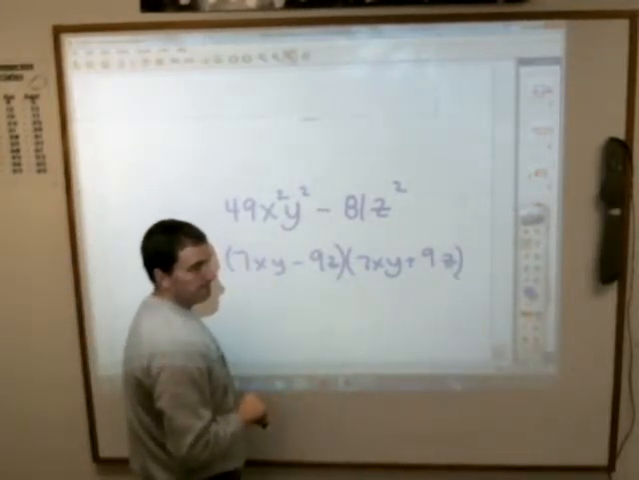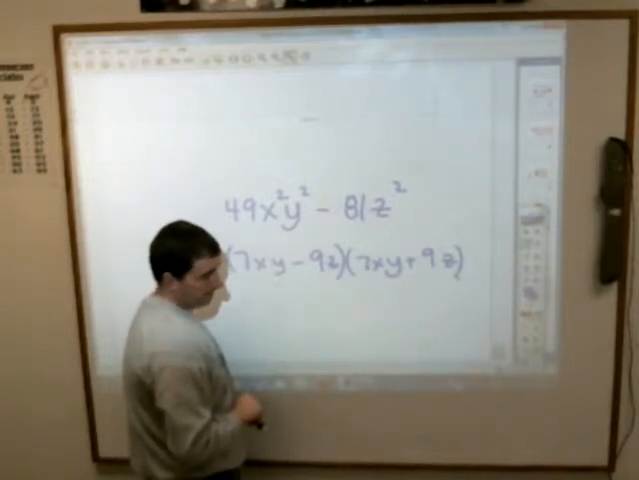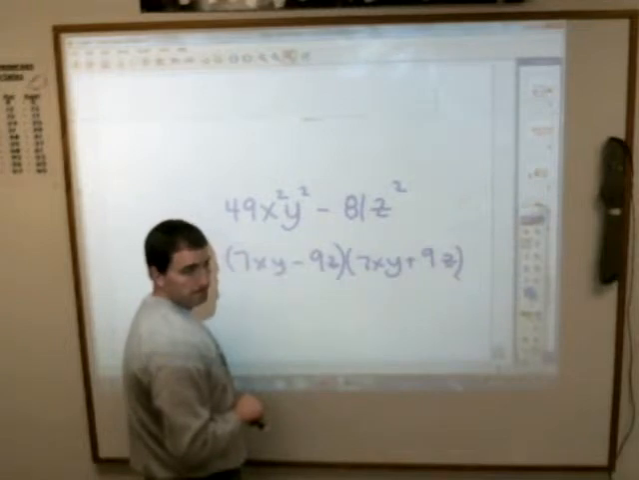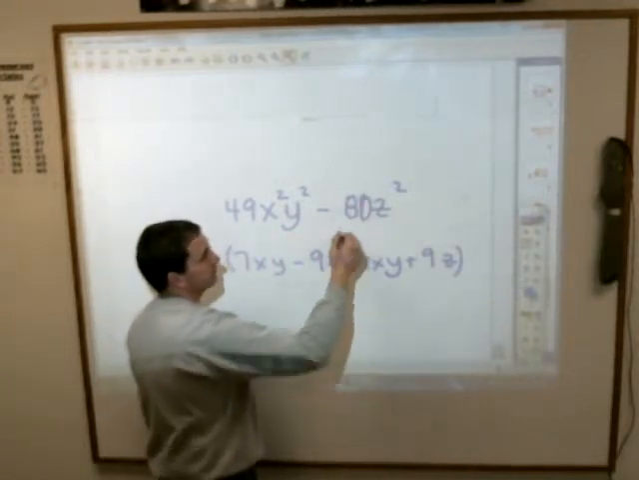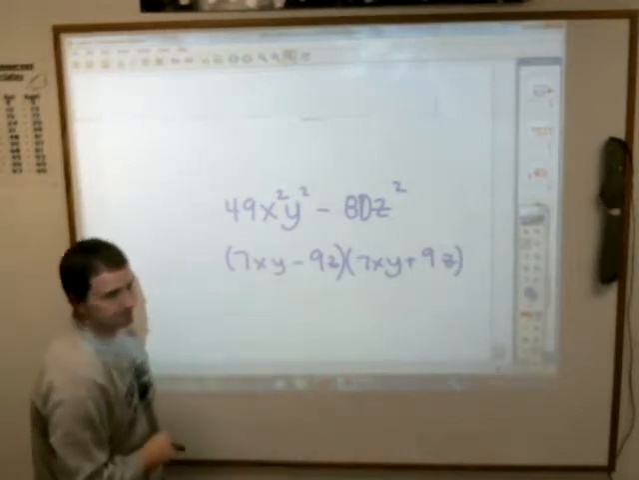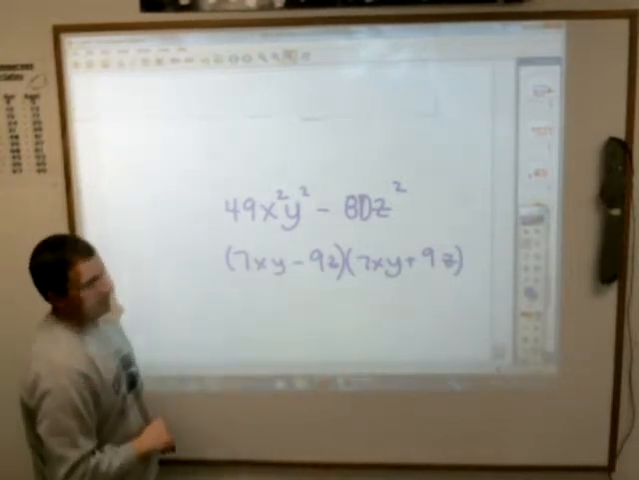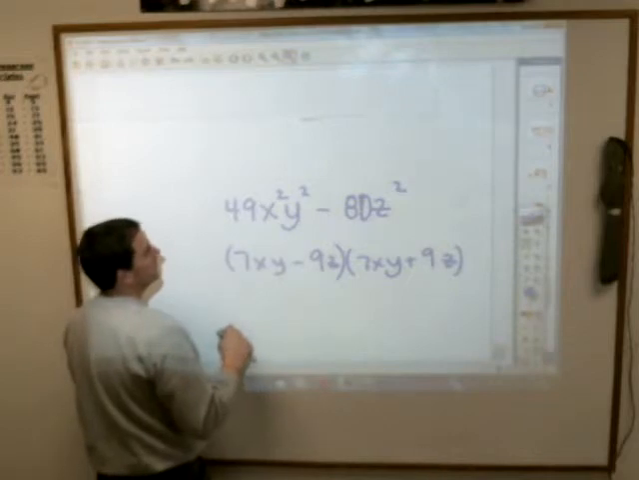What? Is there any like, like it doesn't work out? Yeah, if this would have been 80, you couldn't factor it. That's as simple as it gets right there.